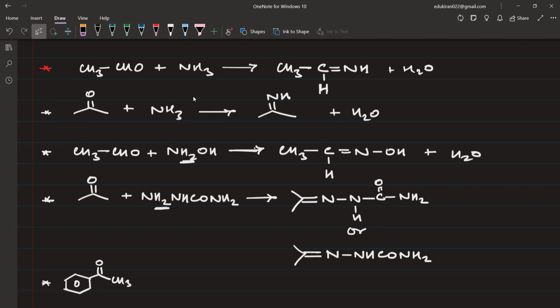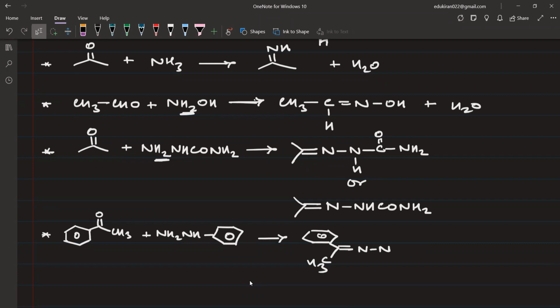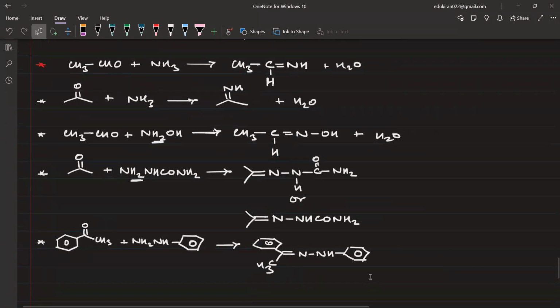If you have something like this, plus let us suppose you have NH2, NH followed by benzene, right? Then what is the product going to be? Here you don't have to write everything like this. You can do it this way. Now you are going to write nitrogen followed by NH like this. You should be able to play with the structures. Write this down.